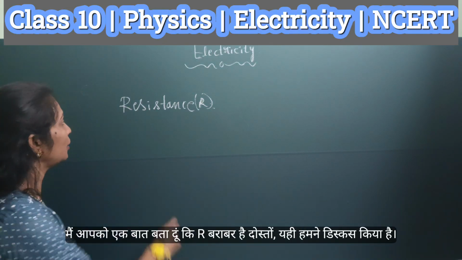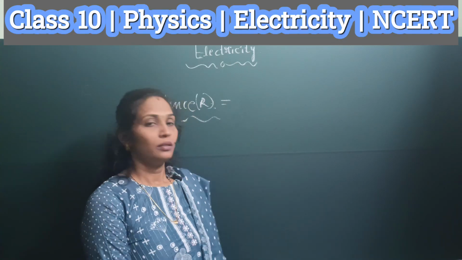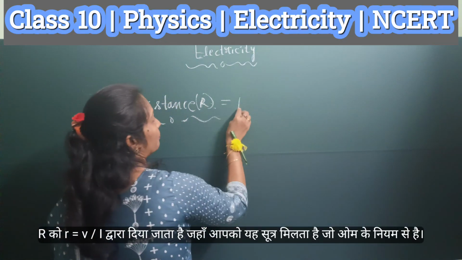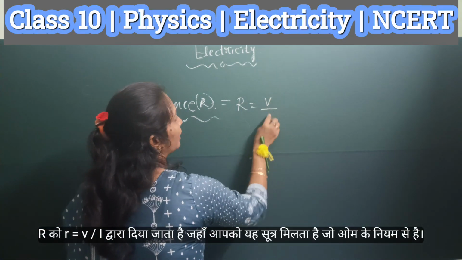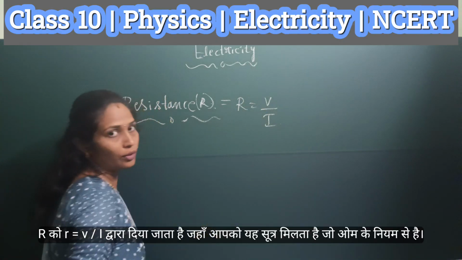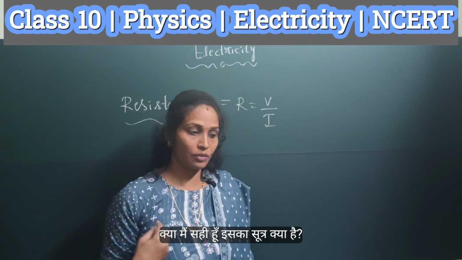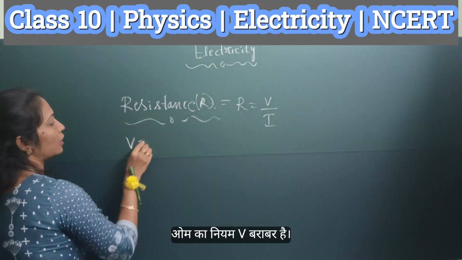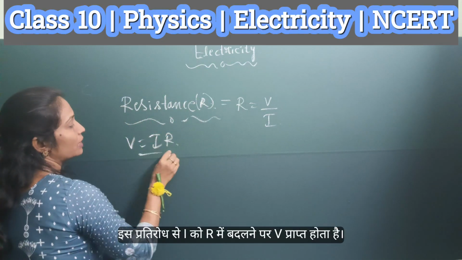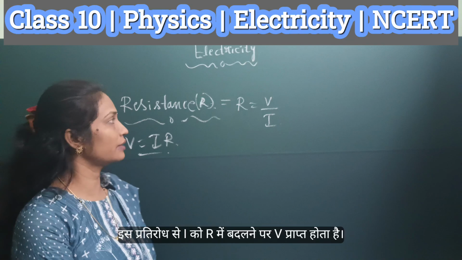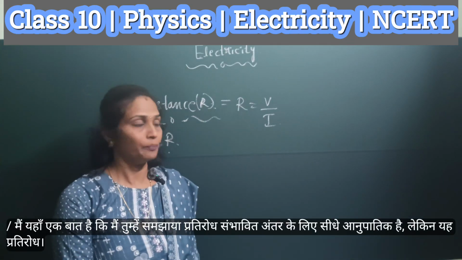Let me tell you one thing. R is given by R equals V divided by I. Where did you get this formula? That is from Ohm's law. Am I right? What is the formula for Ohm's law? V equals I into R. From this, resistance is given by V divided by I.